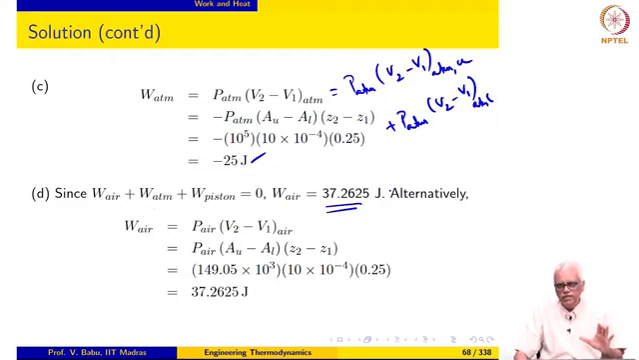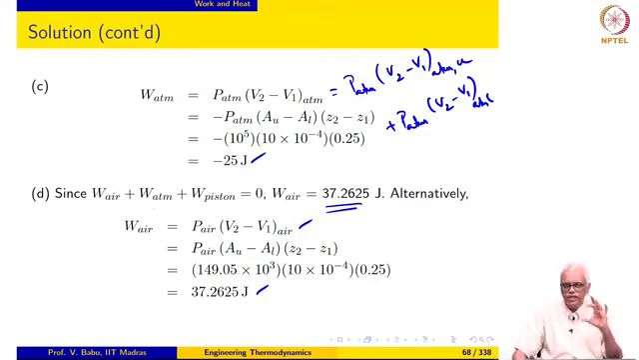Since we have already shown that the pressure of the air in the cylinder is constant, we may also evaluate W air by applying integral P dV, which is nothing but P air times V2 minus V1 for the air. Once again, the volume increases by a certain amount on the upper side and decreases by a certain amount on the lower side for the air, and by taking the sign properly for the volume change, we can evaluate the work interaction to be 37.2625, which is the same as what we obtained here.